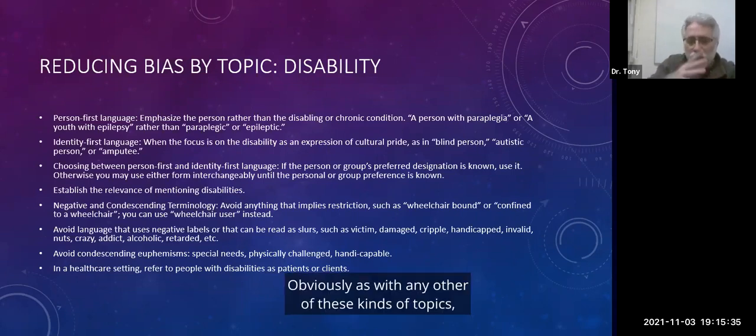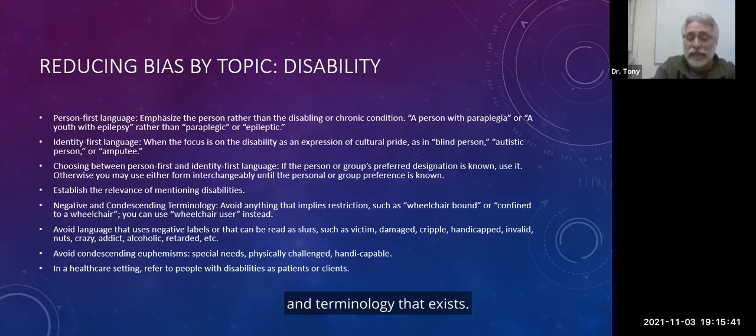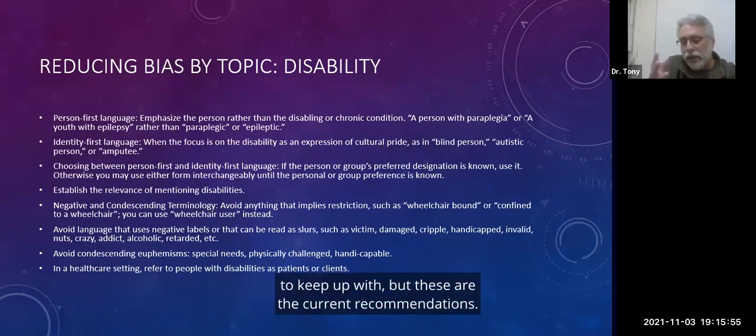Obviously, as with any other of these kinds of topics, there is negative and condescending language and terminology that exists. We want to avoid using it. And these guidelines do change, right? Because these recommendations change, preferences change over time. And so it is something that you have to kind of try to keep up with. But these are the current recommendations.